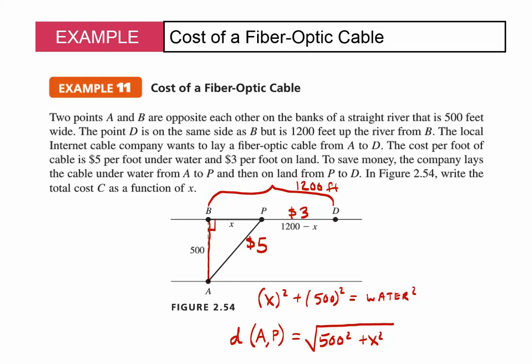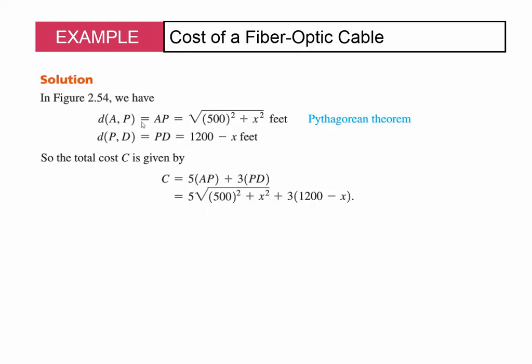Anyways, I'm going to finish up the problem here because I know there's a few things. I think you guys have 1 or 2 questions on the homework that deals with some word problems here. So, okay, there's the distance here. So how do you calculate cost? Well, here we go. The distance from A to P, that's that Pythagorean theorem that we talked about. The distance from P to D, that's going to be 1,200 subtract x, whatever x is going to be. And then the total cost would just be 5 times the distance A to P, plus 3 times the distance P to D: $5 per foot underneath the river, $3 per foot on land.